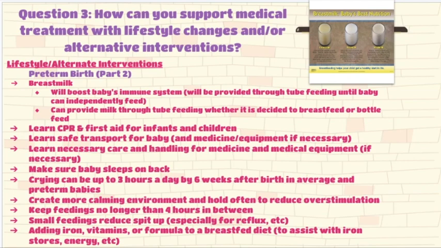Crying can average up to about 3 hours a day by 6 weeks for both average birth and preterm birth. The best way to support their crying and comfort is to create a more calming environment and hold them often to reduce overstimulation. It's best to not keep feedings longer than 4 hours in between, as this can dehydrate and cause other challenges in the future if you do so.